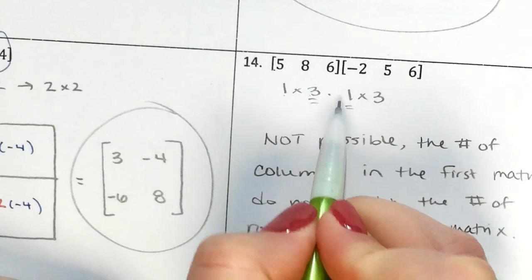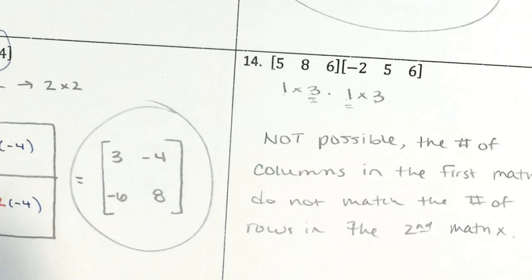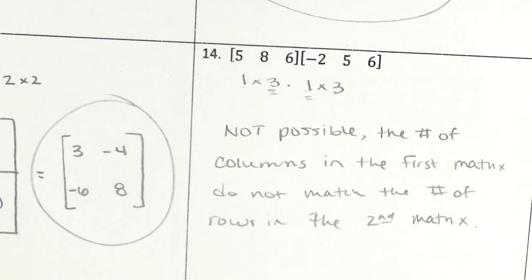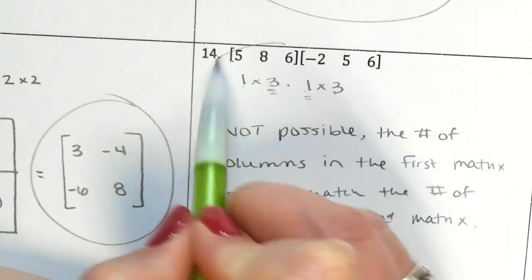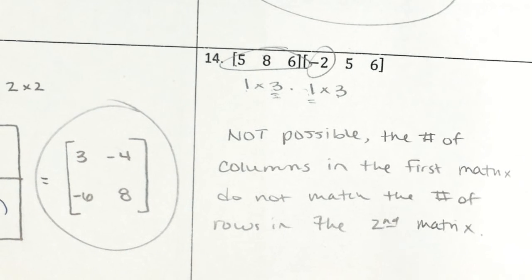Okay? Rows, columns, rows, columns. So the columns in the first do not match the rows in the second. That's how we're going to say that this is undefined or not possible, because those numbers would have to match. If you circle a row and circle a column, you did not circle the same number of numbers. That's not going to work out. Okay, you circled 3, you circled 1, it doesn't match. Okay. All right, can I go ahead and flip this over?